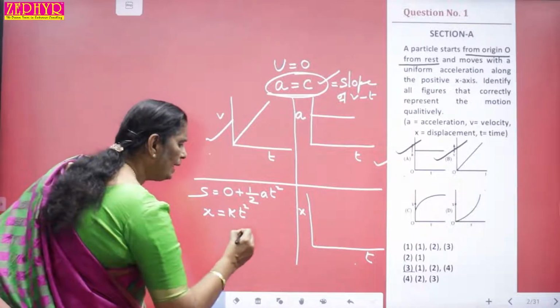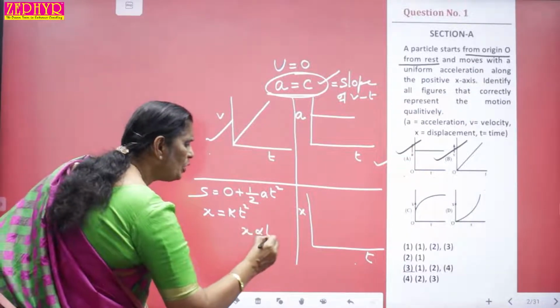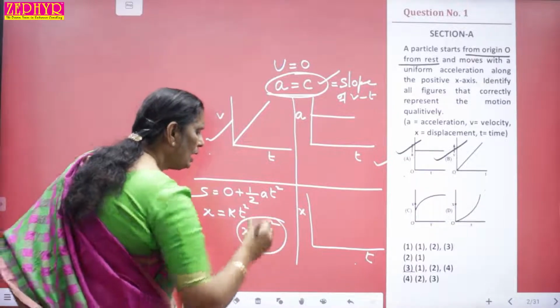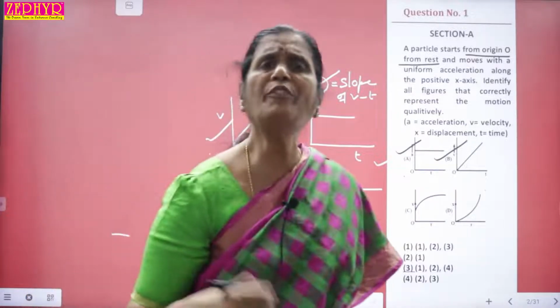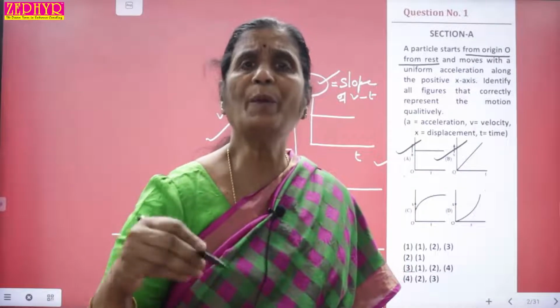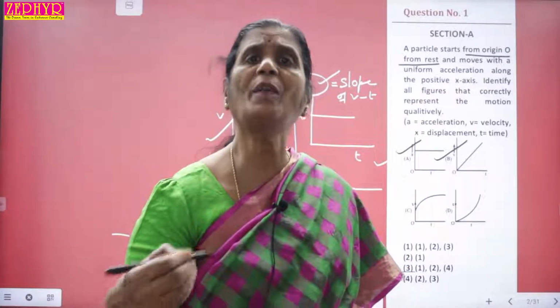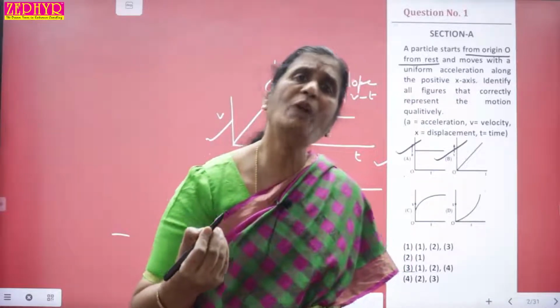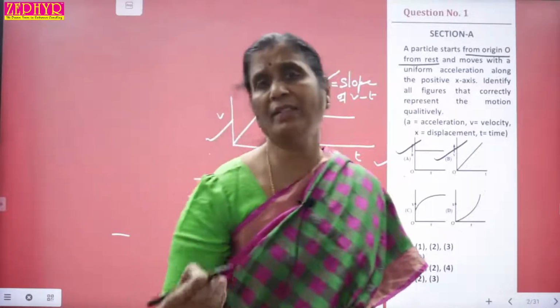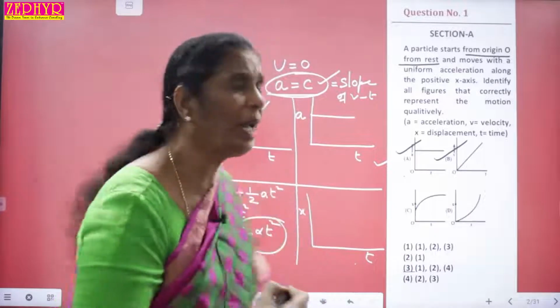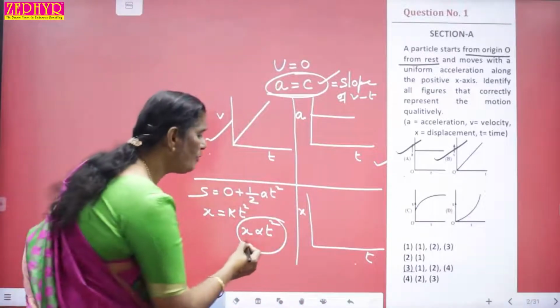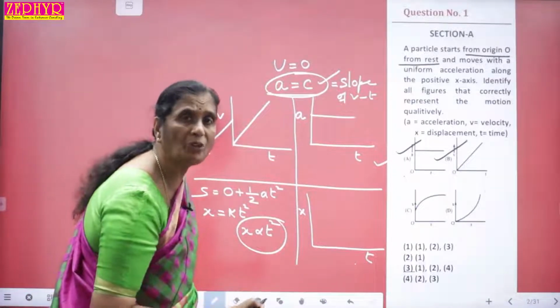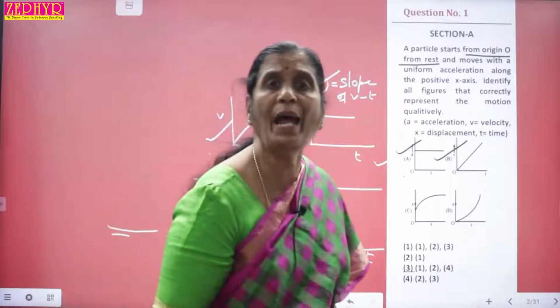So x is proportional to t square. Which formula is like that? Y is proportional to x square. That is called a parabola. Degree 2 in x, degree 1 in y, or vice versa. It is a parabola. This is in the form of y proportional to x square. So the graph is a parabola.